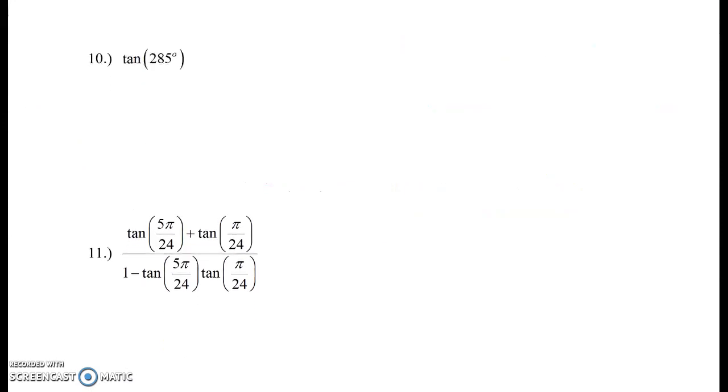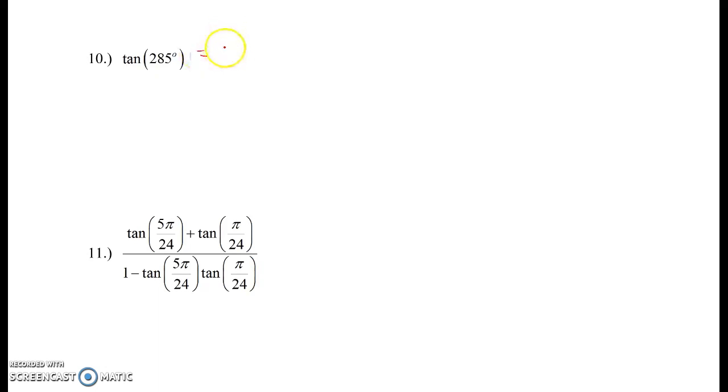All right, so looking at number 10, we want to go ahead and find the tangent of 285. Now, remember that you can use any two angles that add up to 285. You could also even find the negative angle that would be in quadrant 4 if you'd rather do that than working with these larger angles. It's all up to you.